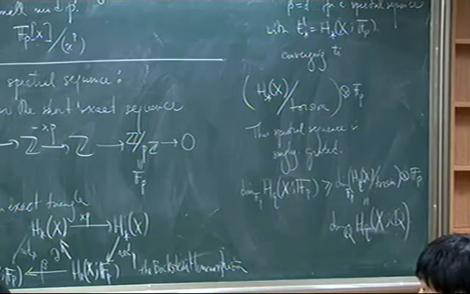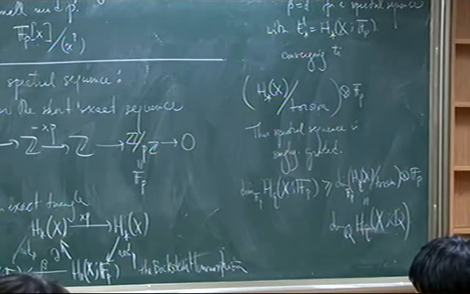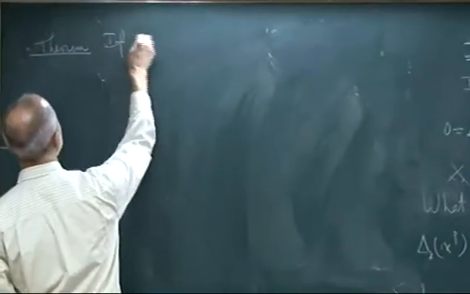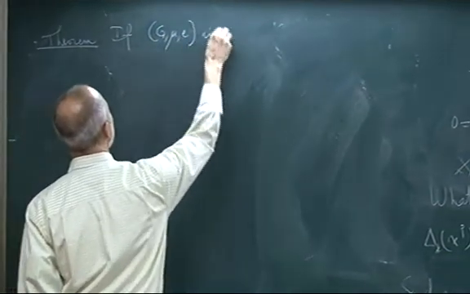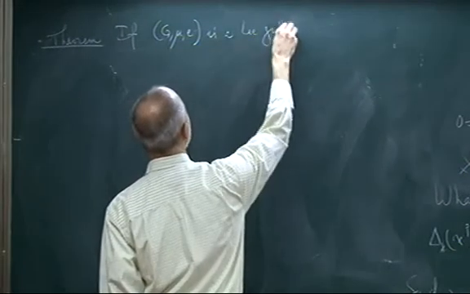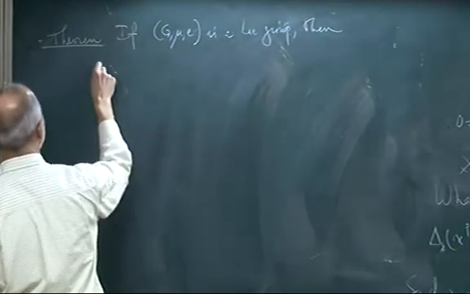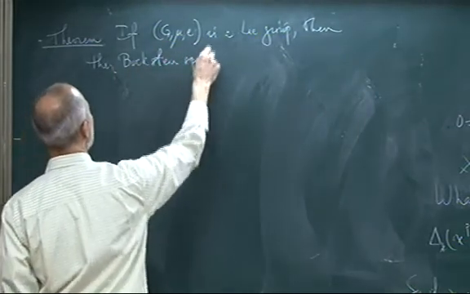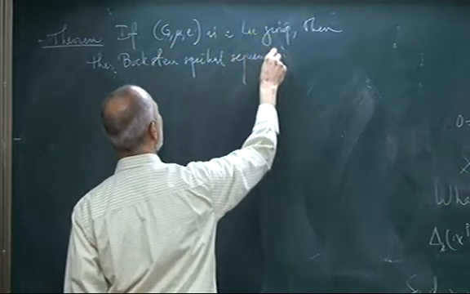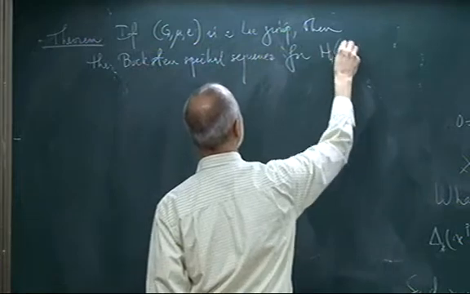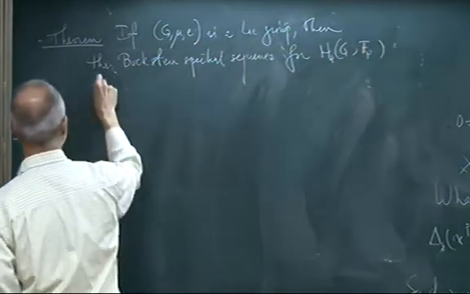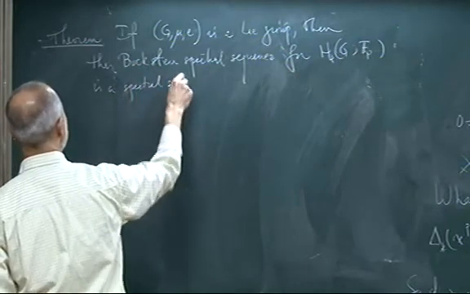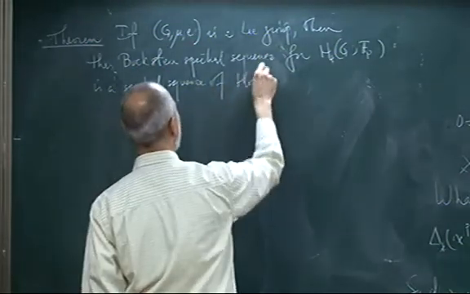So here's the following theorem, which perhaps comes as no surprise, that if, say, G is a Lie group, then the Bockstein spectral sequence for H star of G with F_p coefficients is a spectral sequence of Hopf algebras.